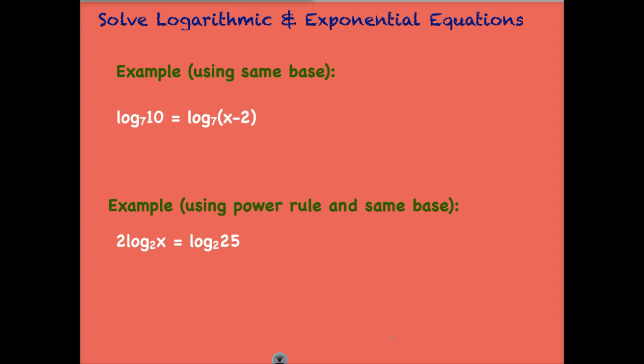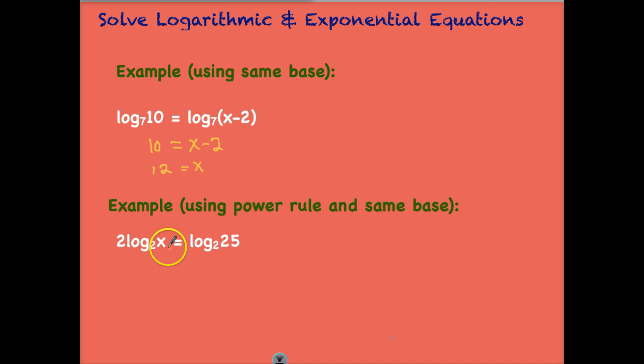For our first example, how would we solve this? In this situation, we have log base 7 of 10 equals log base 7 of x minus 2. Well, if you'll notice, we have the same base. Log base 7 equals log base 7. So if our bases are the same, then our objects need to equal each other. If we set them equal, we can see that x must be 12. And 12 minus 2 is 10, and these then are equal. So that's an easy example.